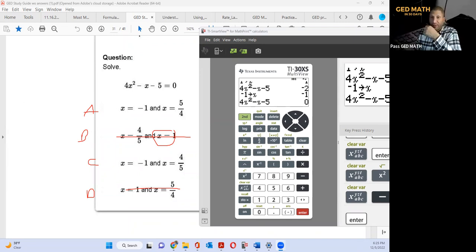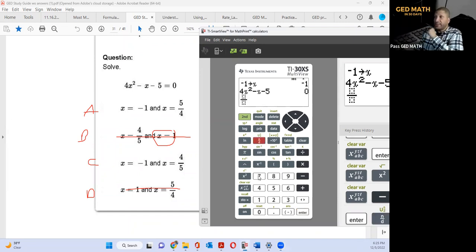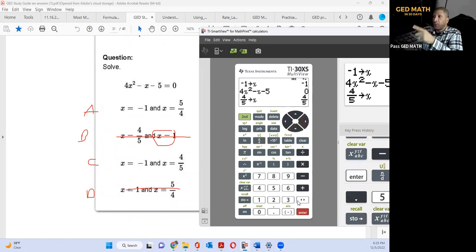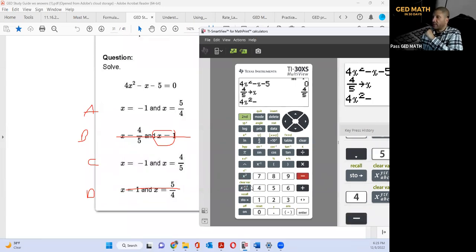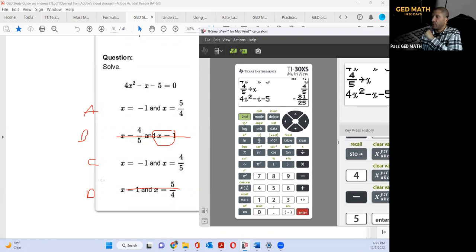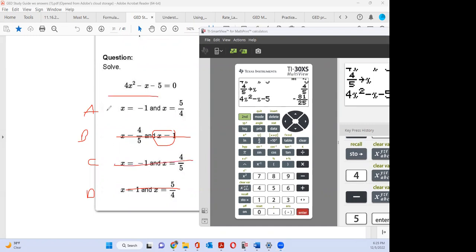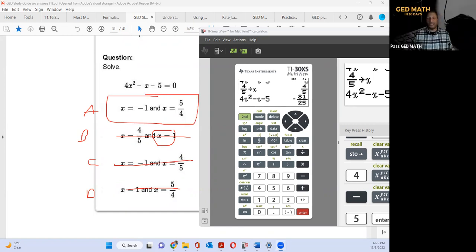So I'm going to do 4/5. Well, you can put fractions into this calculator. Hit 2nd, 4/5, get out of your fraction, store X, plug in your quadratic equation, 4x squared minus x minus 5. Did I get 0? Nope. So I know my answer is A. Hey, I'm done. 45 seconds at the most.